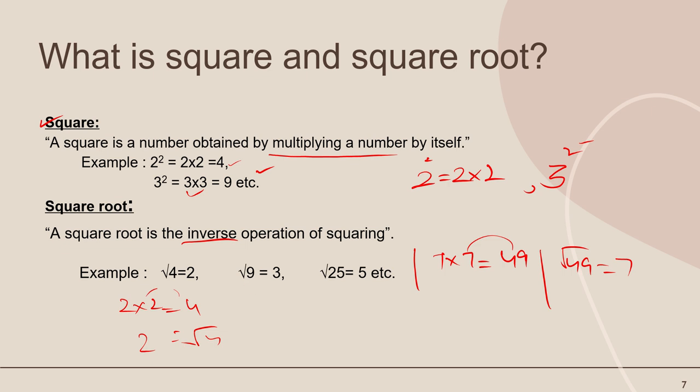The square of 3 is 9, and the square root of 9 is 3. As you can see, I repeat that square root is basically the inverse of squaring. One more example: the square of 8 is equal to 64. If I find the square root of 64, we will get the original number 8. So this is the basic definition of square and square root.